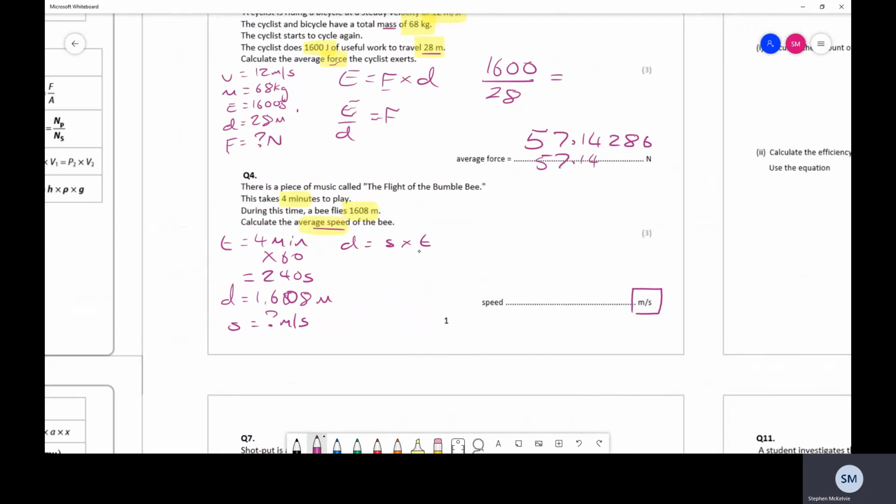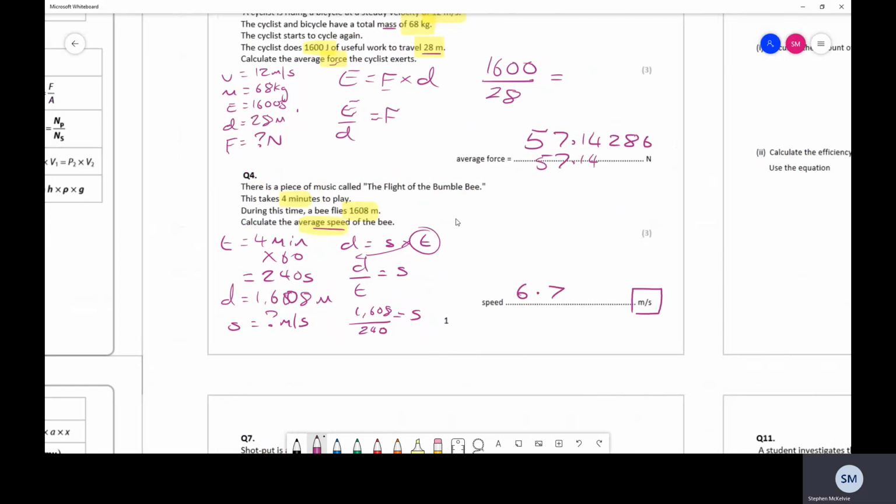It's asking for speed, so I need to rearrange this equation, divide across by t. D divided by t is equal to s. Or you can just think, I'm going to move that t underneath the line. That's what it looks like. 1,608 divided by 240 is equal to speed, because we don't like hanging numbers. We don't like things that are without an equals sign. It gives me an answer of 6.7 meters per second.